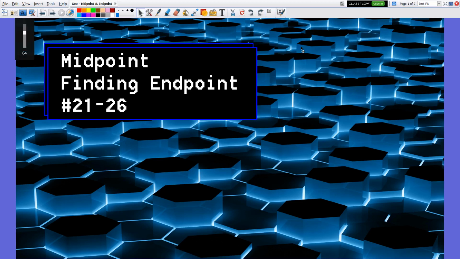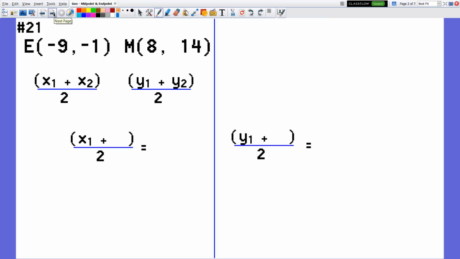All right, practicing midpoint finding endpoint, so using the formula to work backwards. This is number 21. What I would suggest doing is I have this set up because this is the stuff that you need to have set up. What I'm going to do is go through and explain the parts and where they go, and go through the same process for all 6 problems.